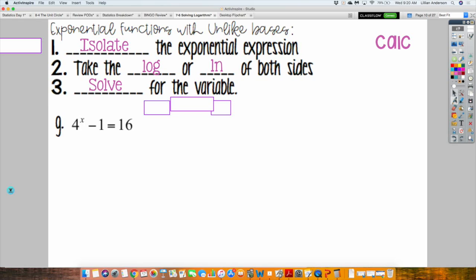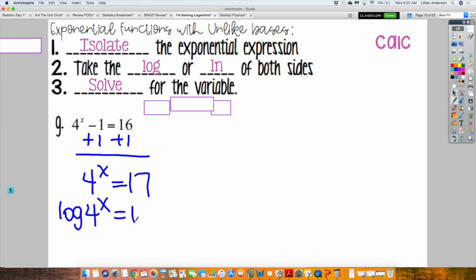So, G, isolate the exponential expression. Is the base part by itself? There's a minus 1 there. How do I get rid of that minus 1? You bring it over by adding. So I have 4^x equals 17. And now the exponential expression, in other words, the base, is by itself. Now we need to take the log of both sides. That literally means you're going to write log 4^x equals log 17. That's what it means to take the log of both sides.